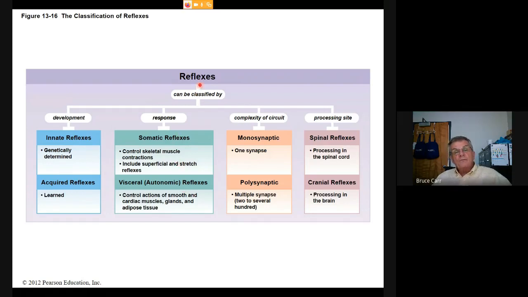We can classify reflexes on the complexity of the circuit. Is it one synapse or is it many? Are there hundreds of synapses or even more, a polysynaptic response? The processing site, is it processed in the spine? That is called a spinal reflex, which is much quicker than a cranial reflex, which is processed in the brain.